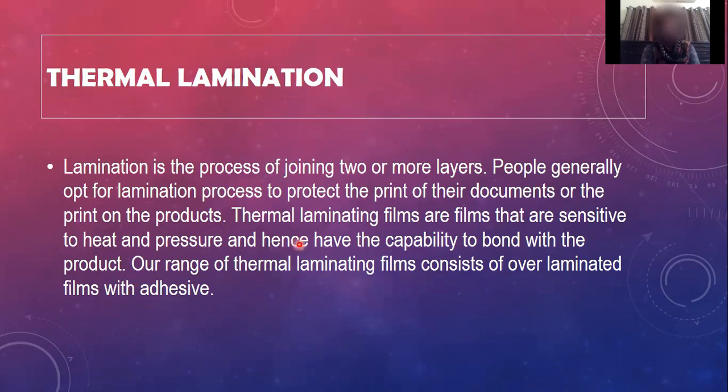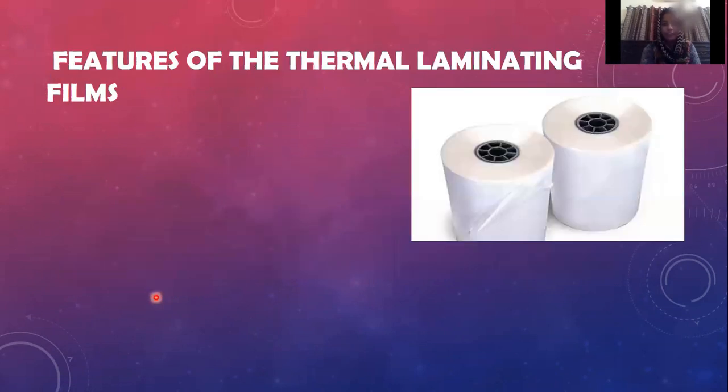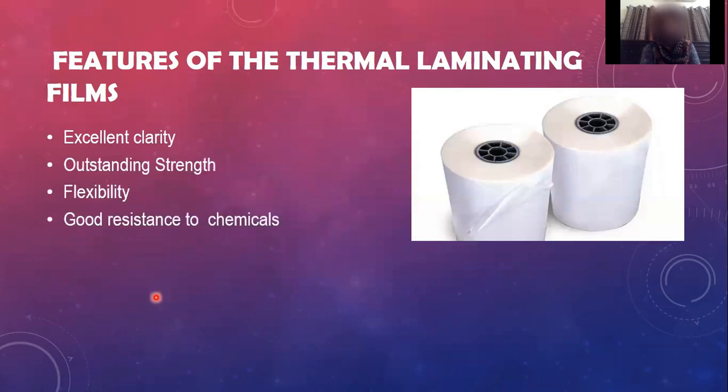As we know that thermal laminating film is sensitive to heat, it has the capability to bind with the product. Our range of thermal laminating film consists of over laminated film with the adhesive. The thermal laminating film consists of the over laminated film and adhesive. It has a strong laminating film and adhesive. Next, we have features of thermal lamination film.